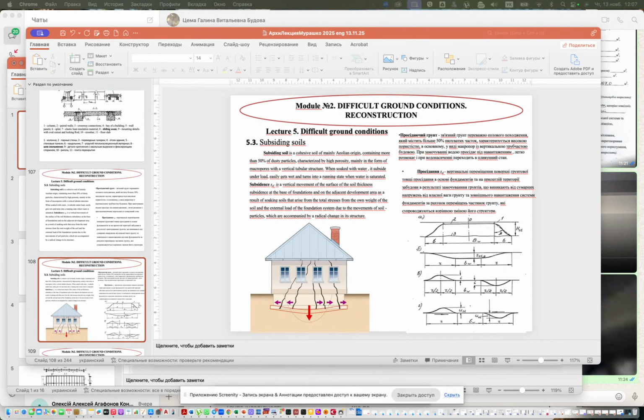And let's start. During this lecture, we will continue to consider the second module of our course. It's difficult ground conditions, and today we will start by considering the subsiding soils situation. By the way, right now I have a project of one really interesting building which is located on subsiding soils, and I will explain the way we will work with that building. But nevertheless, we have to start from this situation. The current situation with subsiding soils looks the next way.